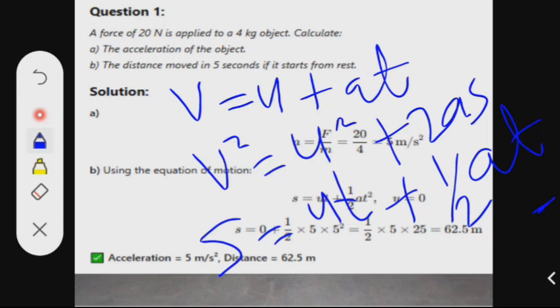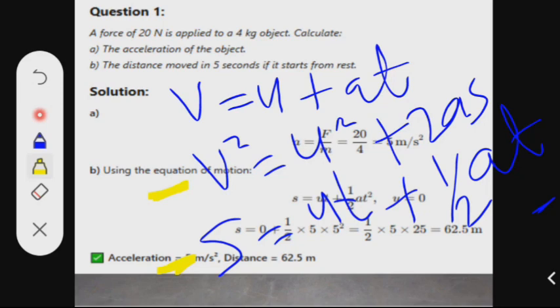So the next thing you start looking for is which of them has all the parameters we have. We are looking for distance. That's what we are looking for in question B. So which of the formulas have distance? We know that this one and this one have distance. That's S. S is used to represent distance. So these two have distance. Now you look at which of them has the parameters we need.